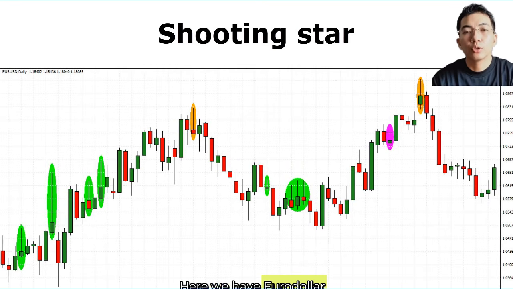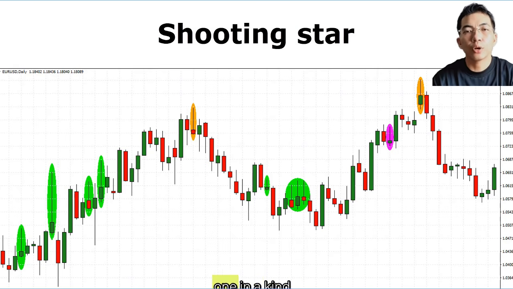Here we have euro-dollar on a daily chart. I have highlighted in green all the candlesticks that have the same shape of a shooting star, but that I would not have considered because they don't satisfy the last condition. That means that they don't appear during a clear uptrend. In yellow, you can see real shooting stars. They satisfy all the conditions.